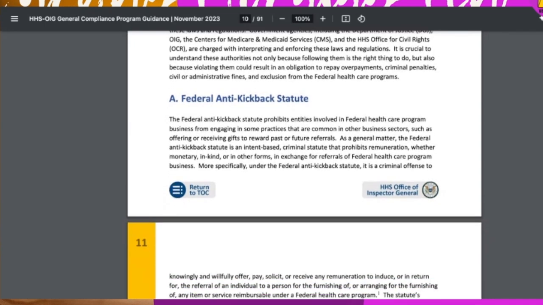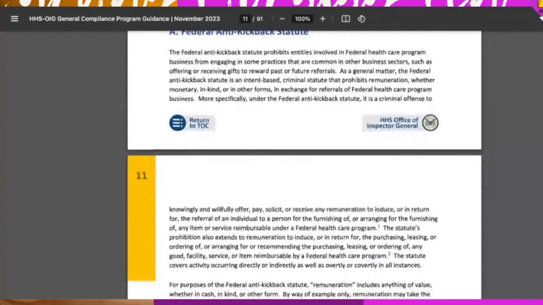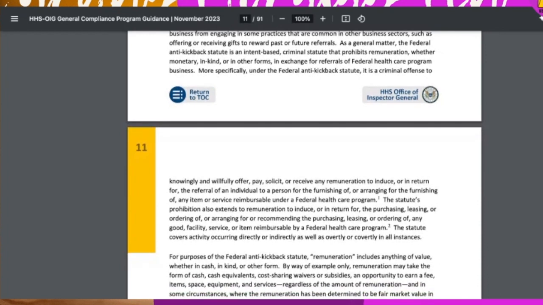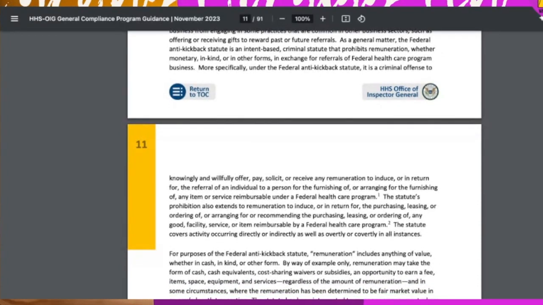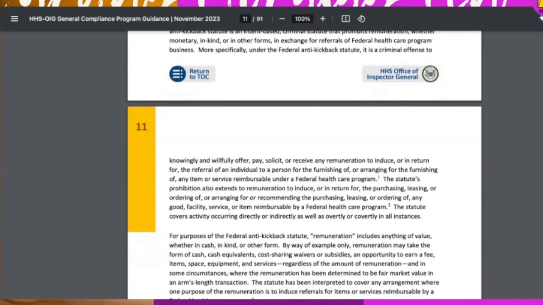More specifically, under the federal anti-kickback statute, it is a criminal offense to knowingly and willfully offer, pay, solicit, or receive any remuneration to induce or in return for the referral of an individual to a person for the furnishing of or arranging for the furnishing of any item or service reimbursable under a federal health care program.